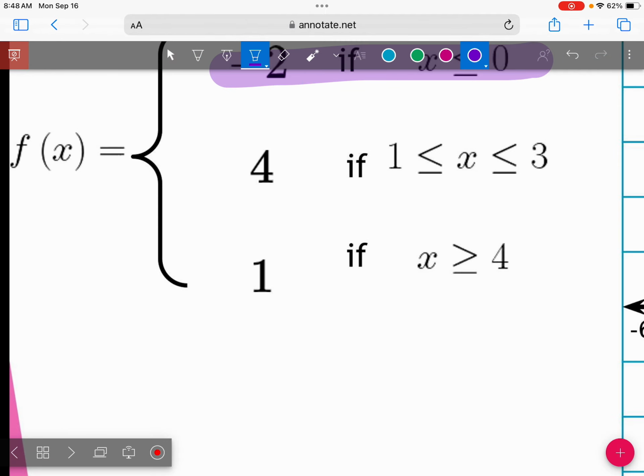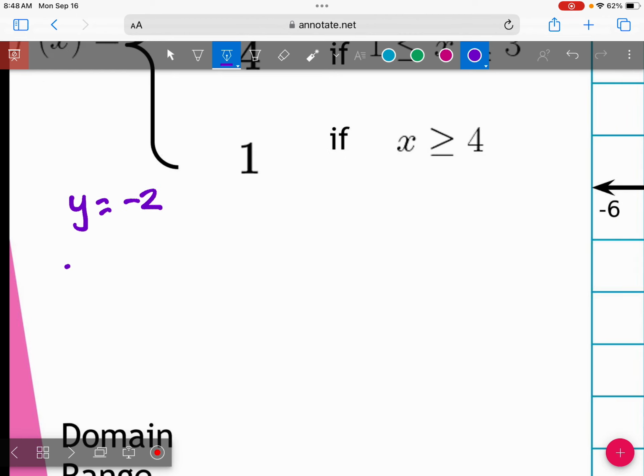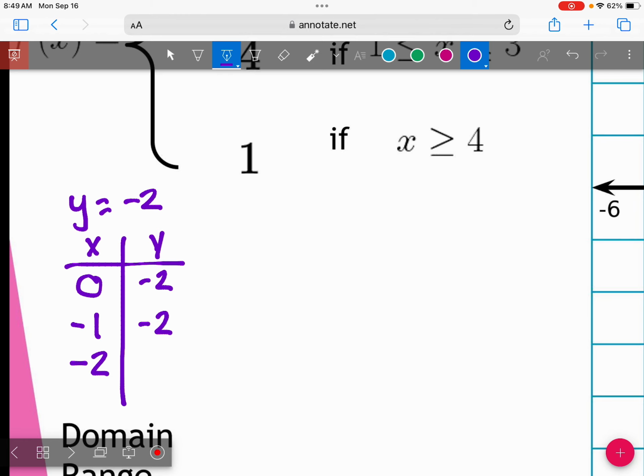When we have this big squiggle bracket, this means f of x is the same thing as y equals -2, but only when I pick my x's to follow that rule. What x's will we pick? -1, 0, -2, and we could do more, -3, -4. If x is 0, what's my y here? -2. If x is -1, what's my y? -2. If x is -2, what's my y?